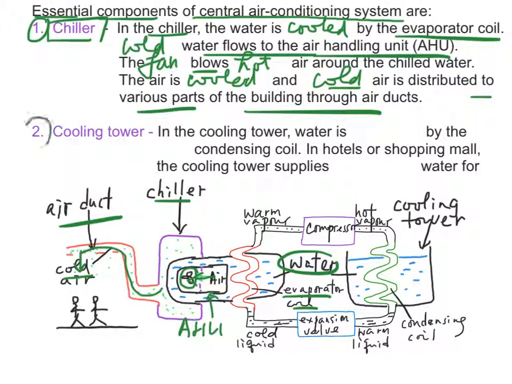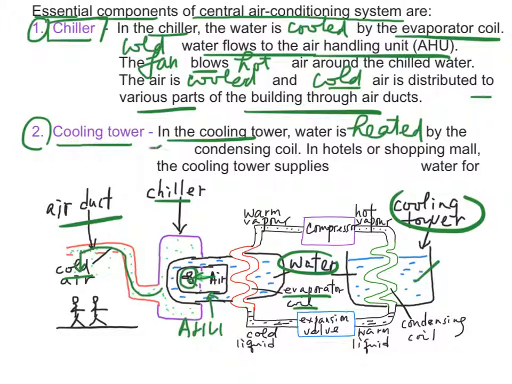The second component is the cooling tower. In the cooling tower, water is being heated by the hot condensing coil. In hotels, hospitals, or shopping malls, the cooling tower supplies hot water for use.